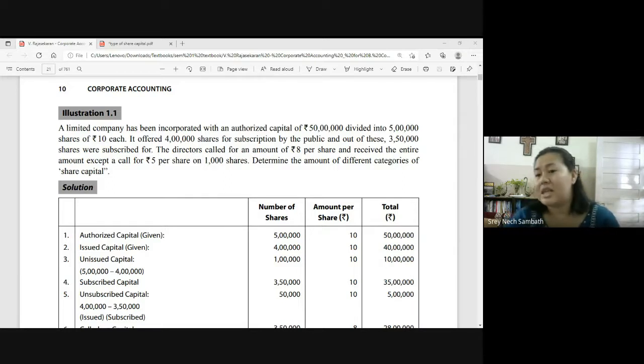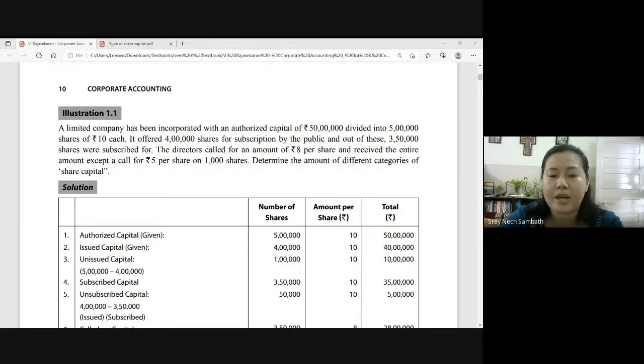So this is the amount of share capital. You see the detailed information that is given. So you have to be sure and clear on what amount you record for authorized capital, what is the amount of issued capital, what is the amount of subscribed capital, paid up capital, and unsubscribed capital. Okay, so here is the breakdown. Let's see how they break down.